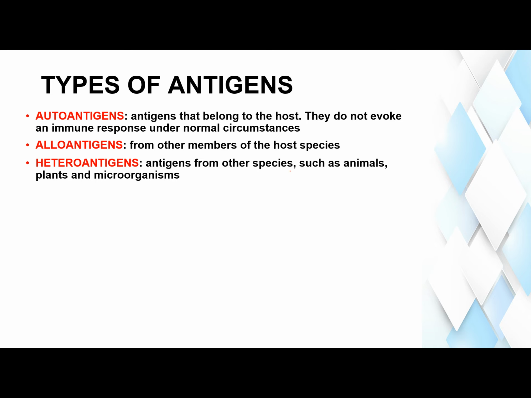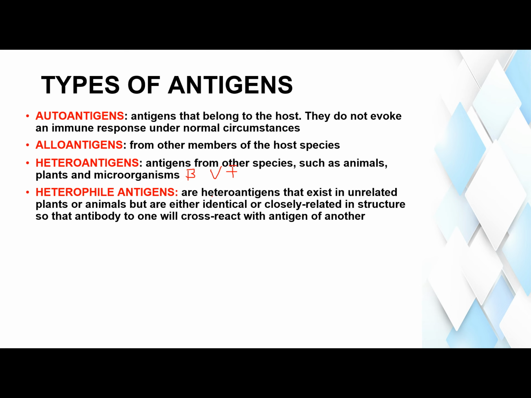Next class would be your heteroantigens. These are antigens from other species, such as your animals, plants, and microorganisms. Now, to simplify this class, heteroantigens are your bacteria, your viruses, and your fungi. While your heterophile antigens are heteroantigens that exist in unrelated plants or animals. Now, when you say unrelated plants or animals, they are separate or they would have a different species, but are either identical or closely related in structure so that antibody to one will cross react with antigen of another. So, here's an example of this.